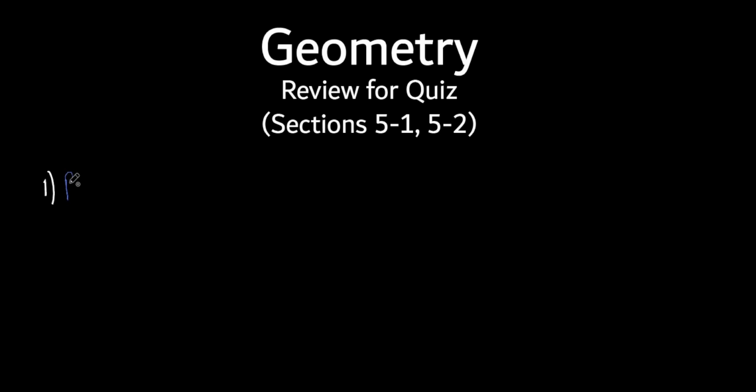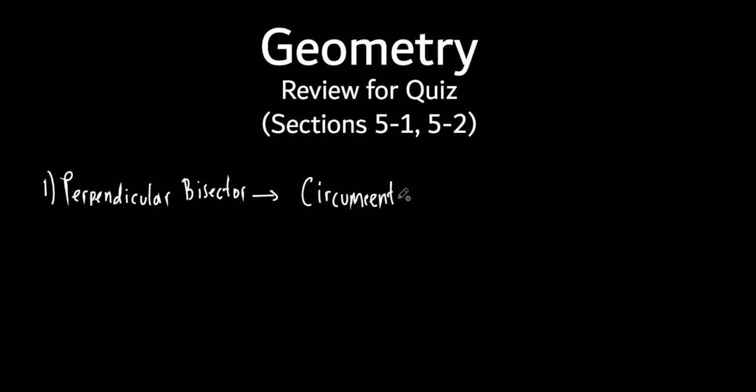Make sure you know what word goes with what. The first one's perpendicular bisector. Write it down if you have not written this down before. Again, here's the question. Name the point of concurrency determined by the perpendicular bisector of a triangle. It's the circumcenter. That's your answer right there. So perpendicular bisector goes with circumcenter. You just got to know that.